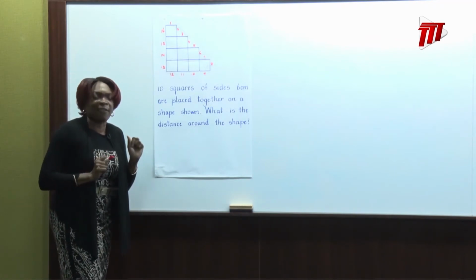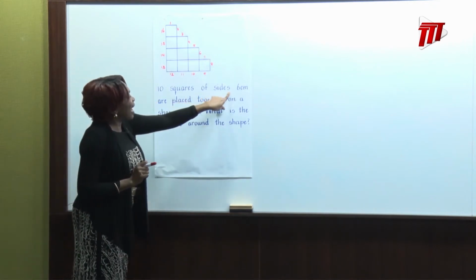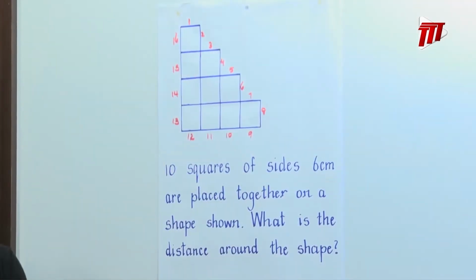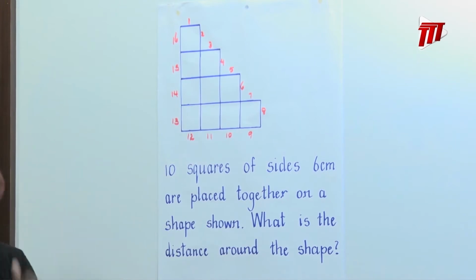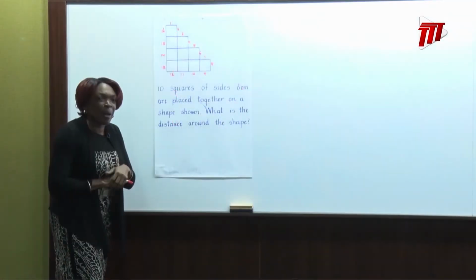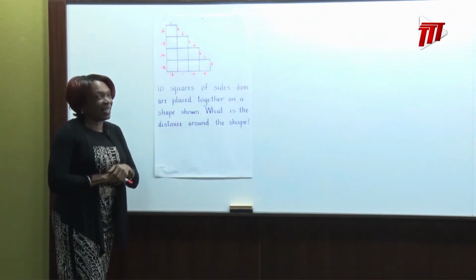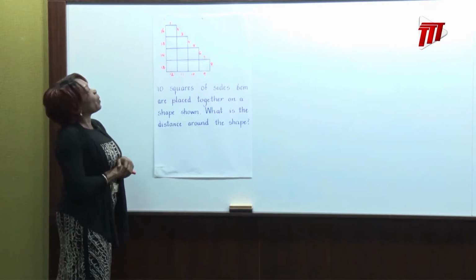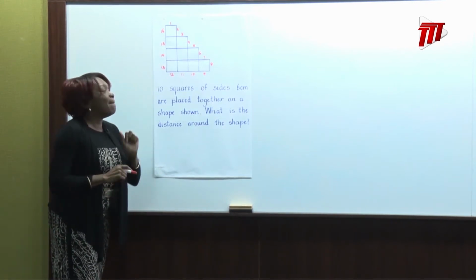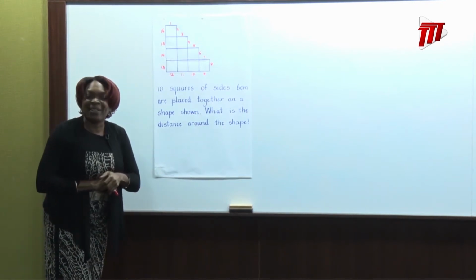What information is given? Each side measures 6 centimeters. We know the number of exposed sides and we know the length of each side. Can we find the distance around? Can we find the perimeter? Yes, we can. What are we going to say? We are going to say 16 multiplied by 6.